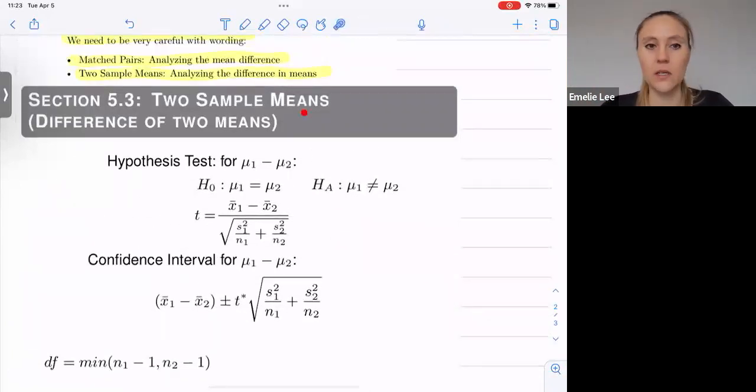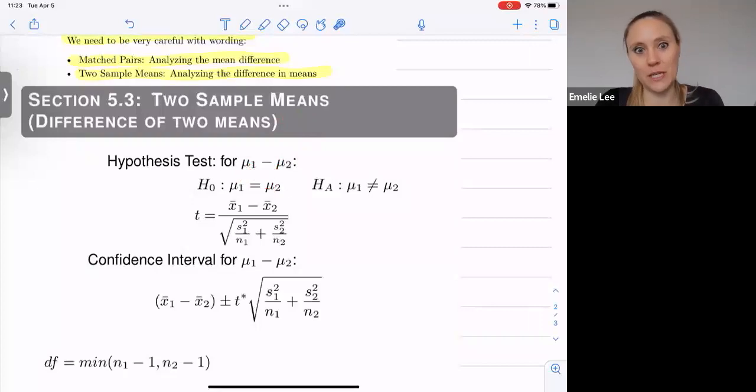So two sample means questions, or you're going to analyze a difference of two means. Our hypothesis test is going to be mu1 minus mu2. Now it doesn't matter which one is group one and which one is group two, as long as you're consistent. And in fact, you don't really need to be consistent, but you should be, right?